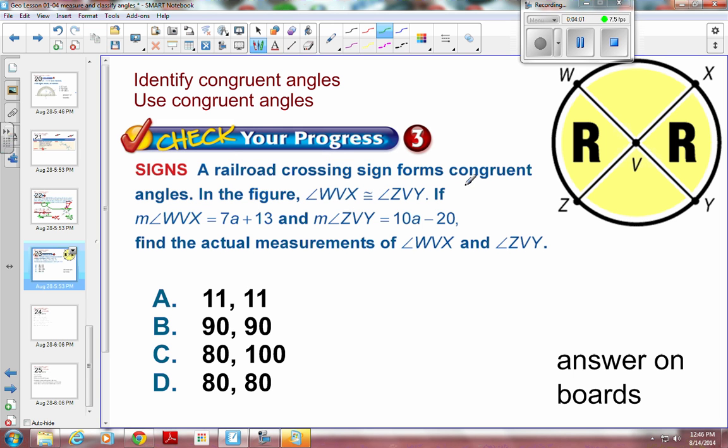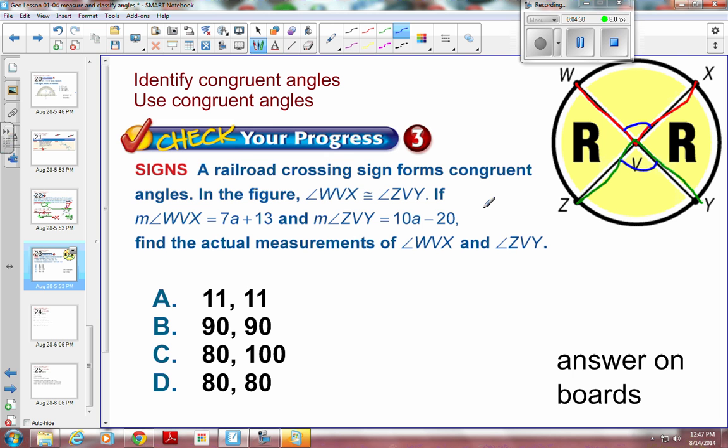Okay, the railroad crossing sign forms congruent angles. In the figure, we want WVX, W to V to X, and we want that to be congruent to Z to V to Y. So this angle up here is congruent to that angle down there.